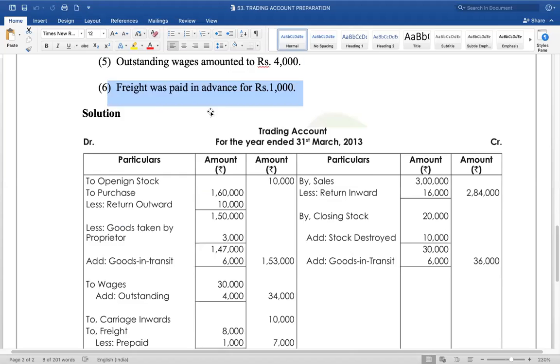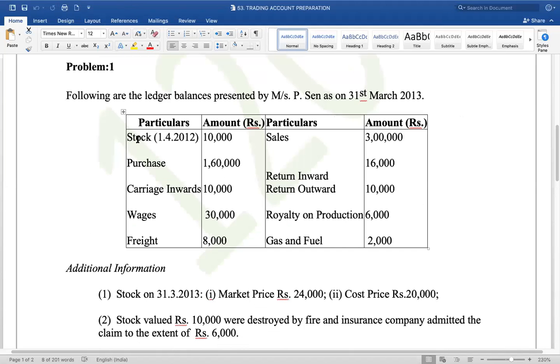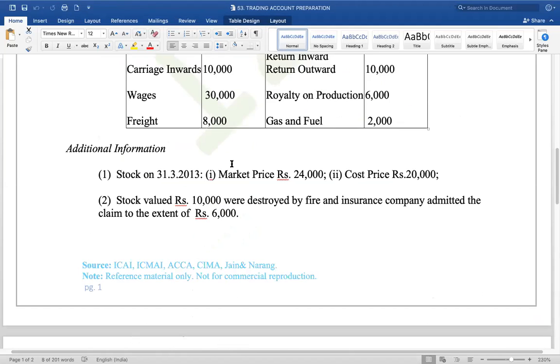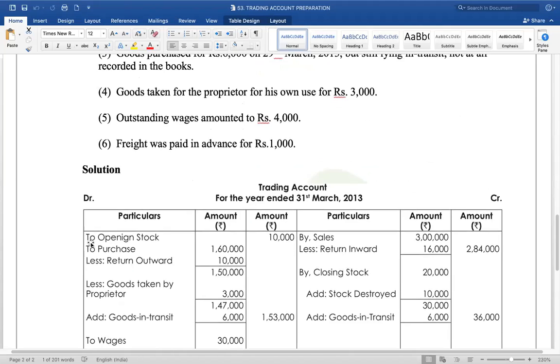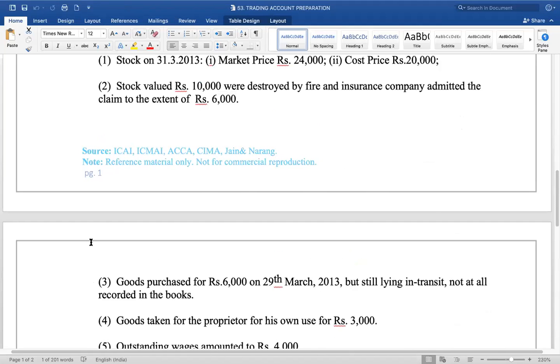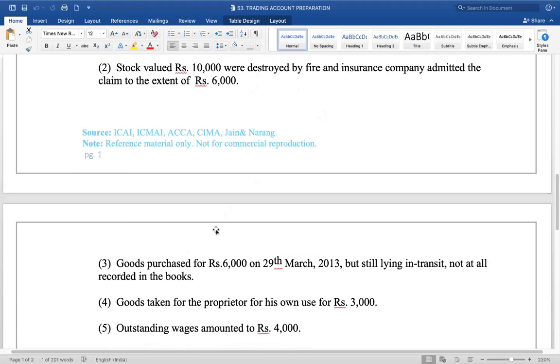Trading account. Opening stock of materials. What is the opening stock? This is the opening stock, right? Bring it here. Trading account, debit to opening stock, 10,000 in the outer column, right? Then trading account, debit to purchases. How much of materials are purchased? Purchases 1,60,000. Bring this 1,60,000 here.